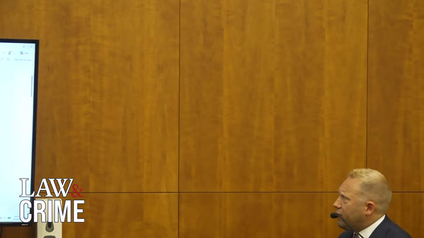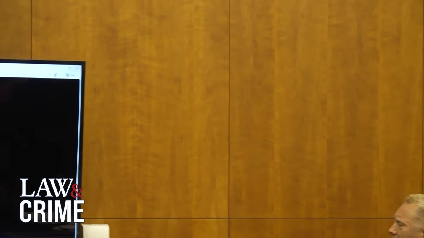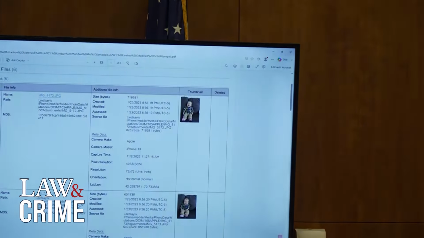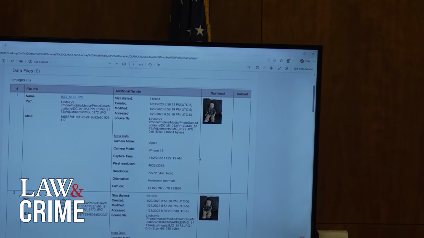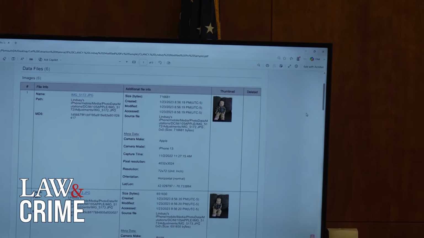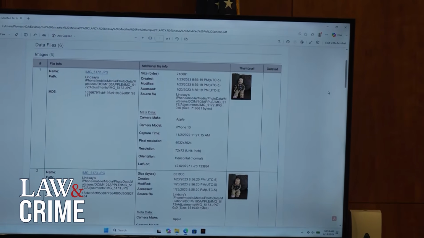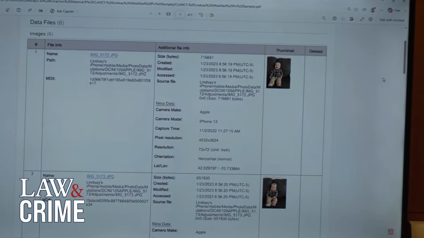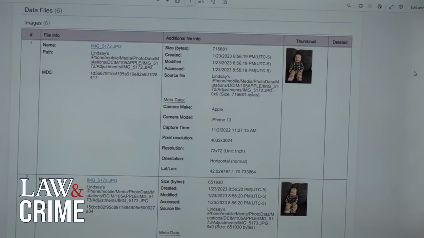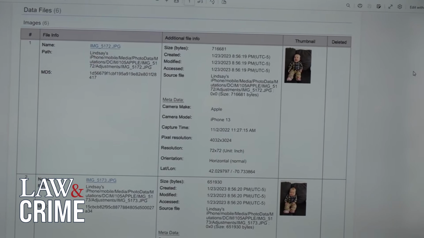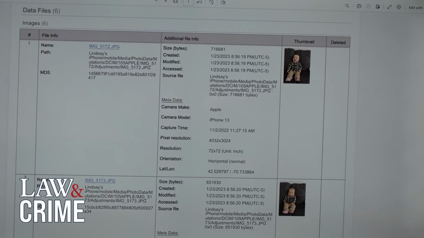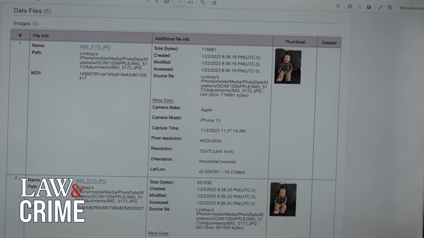Now, in this report, we're seeing some photographs, is that correct? Yes. And why did you flag these photographs? The photographs had multiple modification dates relevant to the investigation. How so? The photographs have created, modified, and access dates that are all the same. However, the metadata indicates a much earlier time.